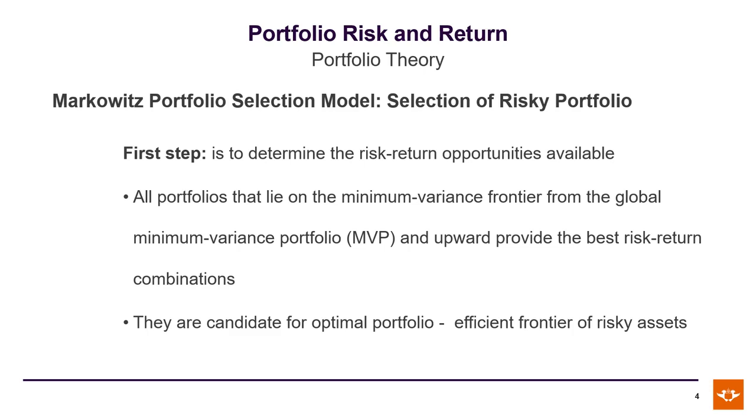And for a particular return, the portfolio that is a candidate for optimal portfolio is the one that will have the minimum variance. So across the different returns, I'll select the portfolio with the smallest variance, and that will be plotted on the minimum variance frontier. And the portfolio with the smallest variance of all is referred to as the minimum variance portfolio.